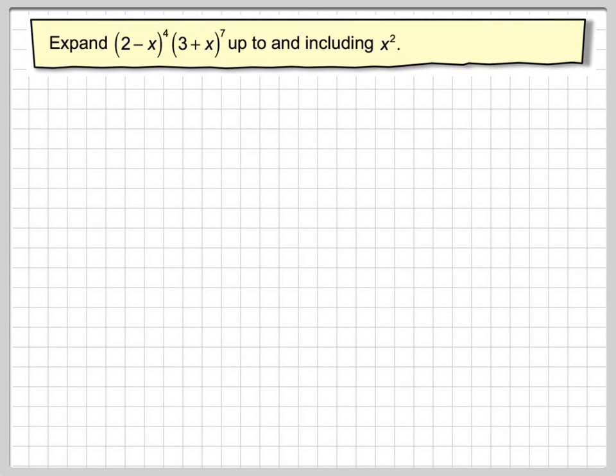In this video, we're going to look at the expansion of two binomial expansions up until x squared. So it says expand (2 minus x) to the power of 4, (3 plus x) to the power of 7, up to and including x squared. So we're supposed to ignore any term greater than x squared. So looking at this, let's expand this one separately and then expand this one separately.